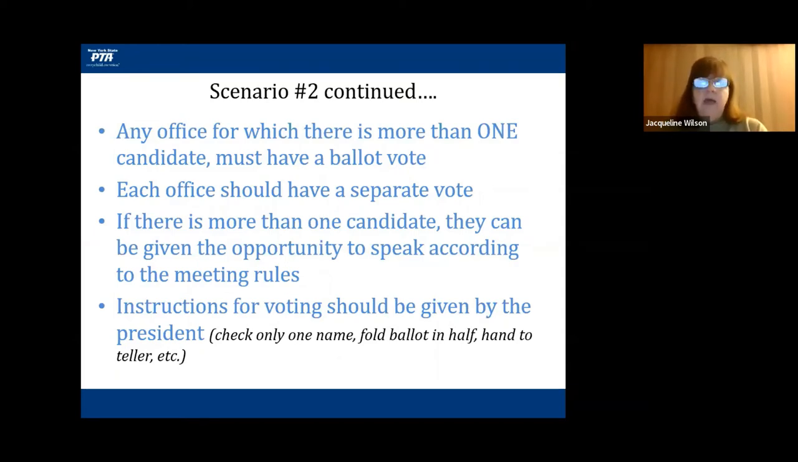And again, now you have a ballot, so the instructions might be a little different. The president might say, check only one name on the ballot, fold the ballot in half, hand it to the tellers, or put it in the ballot box, whatever the instructions might be. But it's important to give those instructions so that you don't have a lot of people confused, writing a name or one letter or part of a name. Again, the instructions are up to the voting rules, but it is important so that there are no invalid ballots, which would not be counted.